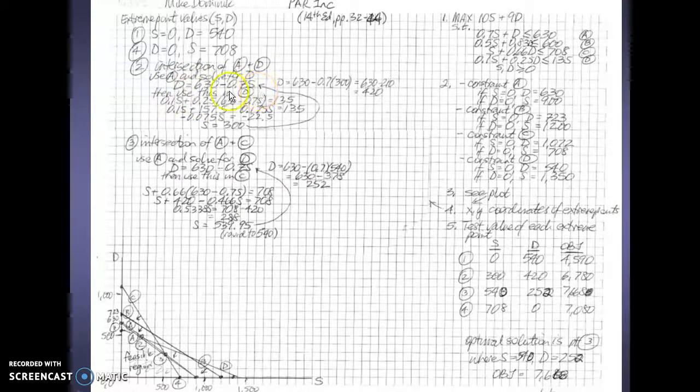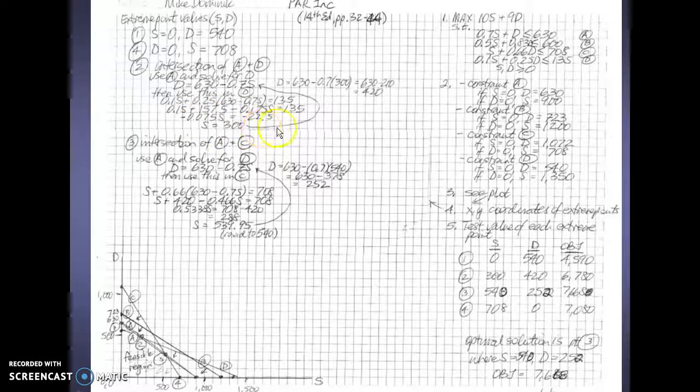Let's use this expression for D in equation D. So we get 0.7S plus 0.25 times that value we just developed right here, 630 minus 0.7S, equals 135. We use the equality expression. When we finish that out, solving for the value of S, we get this expression, negative 0.075S is equal to negative 22.5. Finish out that algebra, we get a value of S equals 300.